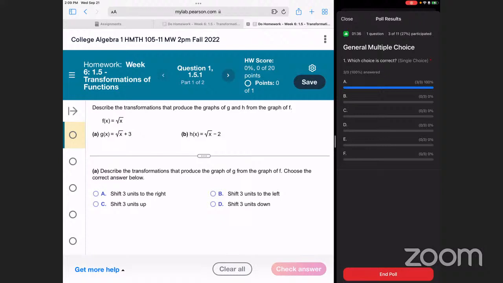Remember, we're only affecting the y, right? Because we're adding that 3 on the outside, so it should affect the y value. It's like adding 3 to every y value. The x values stay the same. Part C says shift 3 units up. Part D says shift 3 units down.